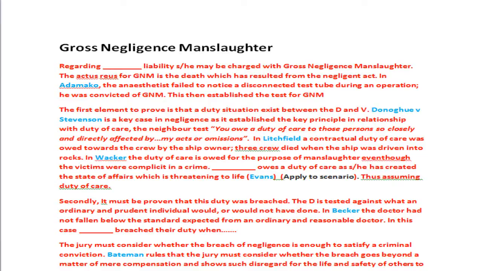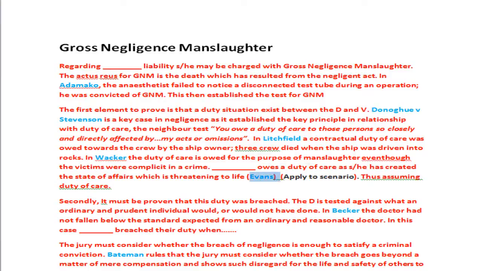In Litchfield, the contractual duty of care was owed towards the crew by the ship owner. Three crew died and the ship was driven into rocks. In Wacker, the duty of care is owed for the purpose of manslaughter, even though the victims were complicit in a crime. So basically that case where there were illegal immigrants, I believe, in the back of a truck. And then you put the name, owes the duty of care as she or he has created a state of affairs which is threatening to life.